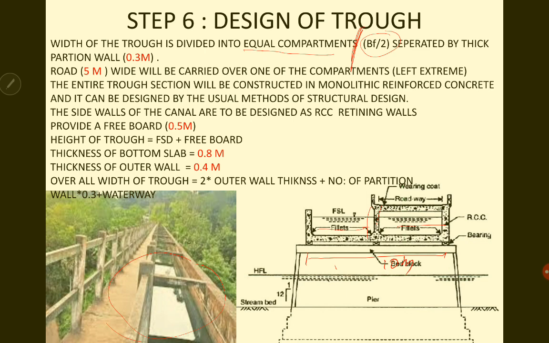This is what is called a compartment. This is a compartment, this is another compartment. 2 compartments are provided here. And also the partition walls are usually given as 0.3 meter thick. So these walls are the partition walls here. They are taken as 0.3 meter thick.